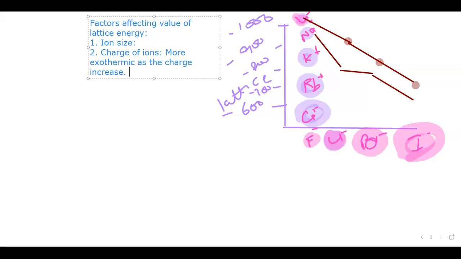And when we go ahead and talk about it, this is again due to the charge that is present. So, for example, I have lithium fluoride and I have magnesium fluoride. Magnesium fluoride is going to be a stronger compound because magnesium has a charge of 2+, right? So they're going to be able to attract each other much more strongly. So these are the two major factors that have an effect on lattice energy.